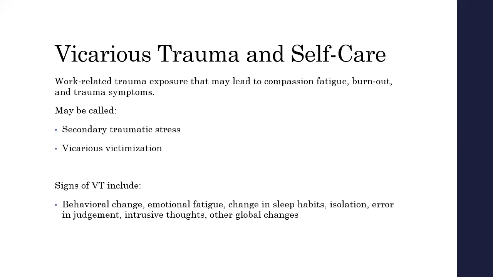Some more specific signs of vicarious trauma include behavior change, including irritability or anger, emotional fatigue, change in sleep habits, isolation or isolating yourself from your support system, or pushing people who you love away. You may not have the same judgment that you once had, or make mistakes on the job. You may experience intrusive thoughts or flashbacks, or you may just have other broad or global changes in your functioning and behavior.